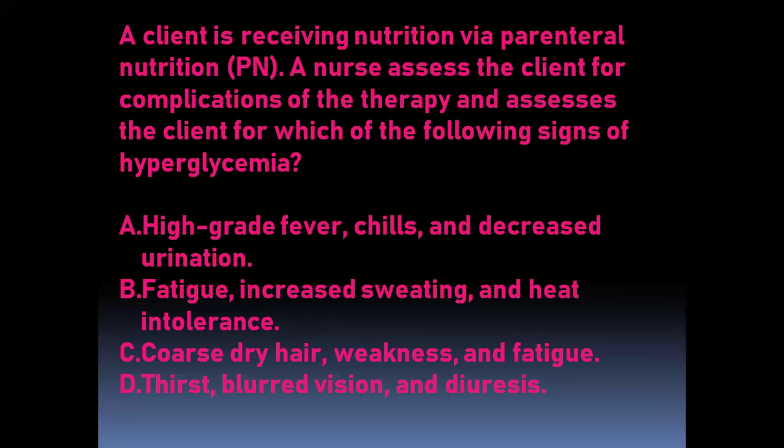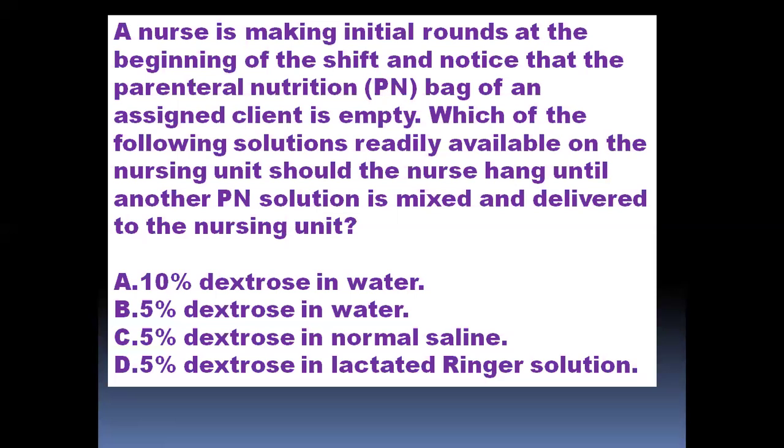So here, what is the best answer? It is thirst, blurred vision, and diuresis. Okay, this is the answer. So D is the option. Got the point? So very simply, you can answer if you know the signs of hyperglycemia. So see the next question. You will see all the TPN questions so that if any question comes, you can easily answer it. Take the key points, very useful during your examination.